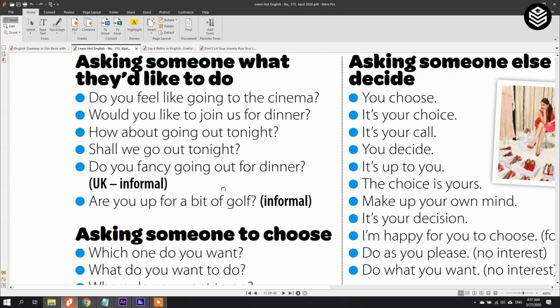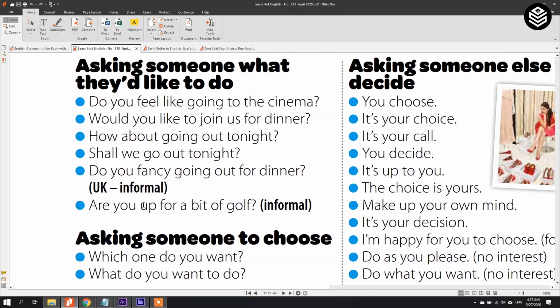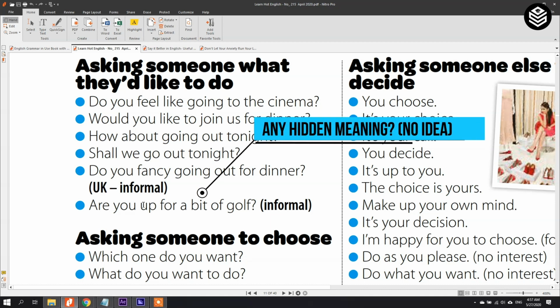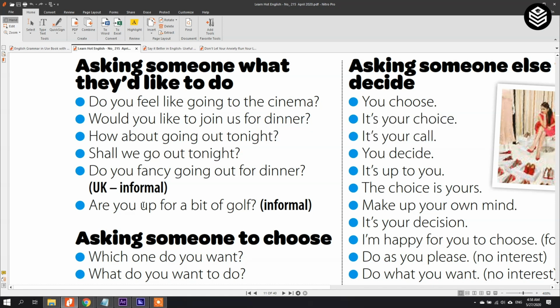So if you see the last one, are you up for a bit of golf? Informal, usually asking someone to play a short time, a bit of golf. It means inviting someone to play golf for a short period of time. Okay, this is informal.